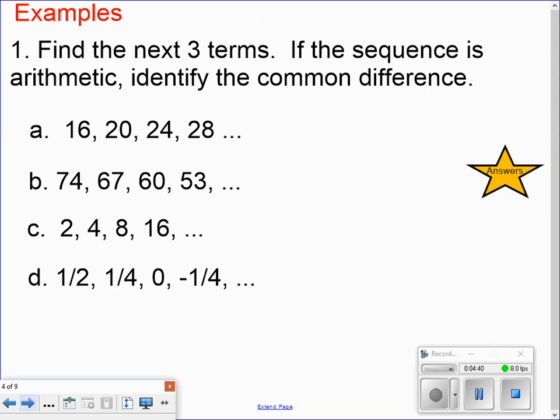All right. Here we have a couple of examples. We're going to find the next 3 terms in each of these sequences. And then we're going to see if we can identify which ones are arithmetic.